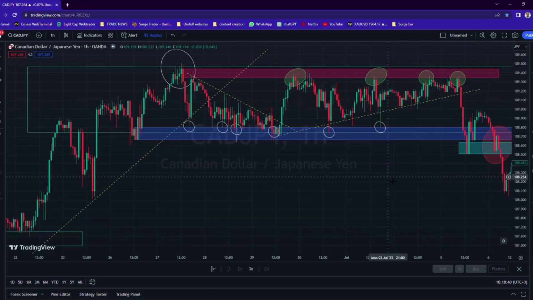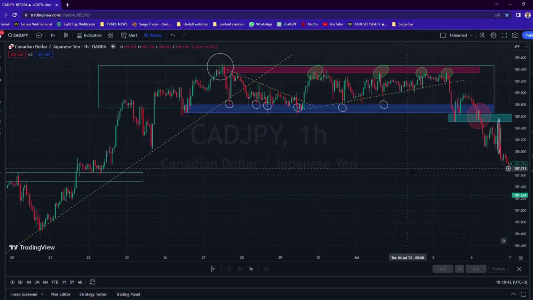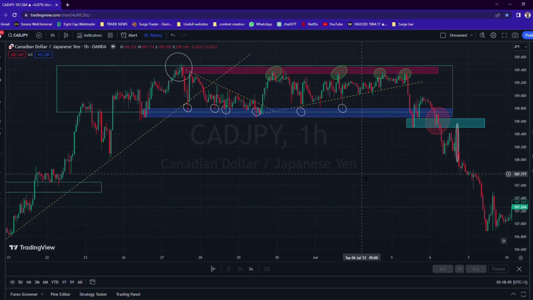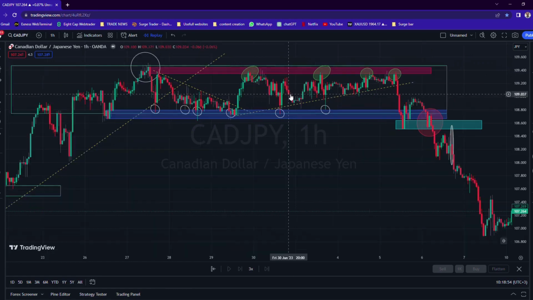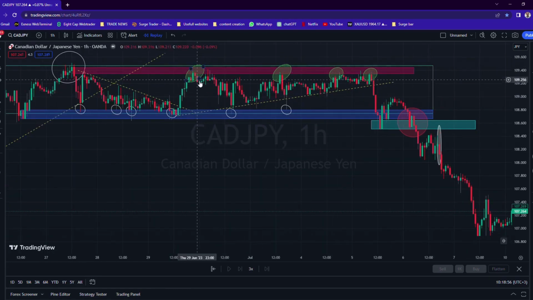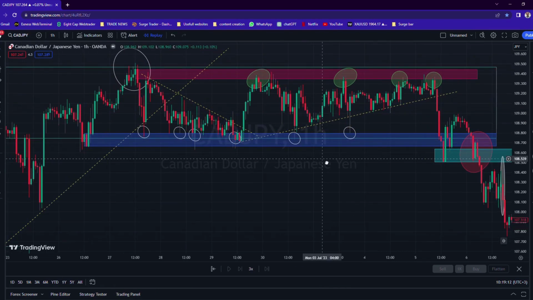So the range trading strategy: when does the range start and when does the range end? The range started right here in the middle. So this was our last high and this was a rejection of that zone, and after the rejection we saw price coming down. So this was the first indication of a range. Here we had a support, here resistance, here resistance, here support, here resistance, here support.